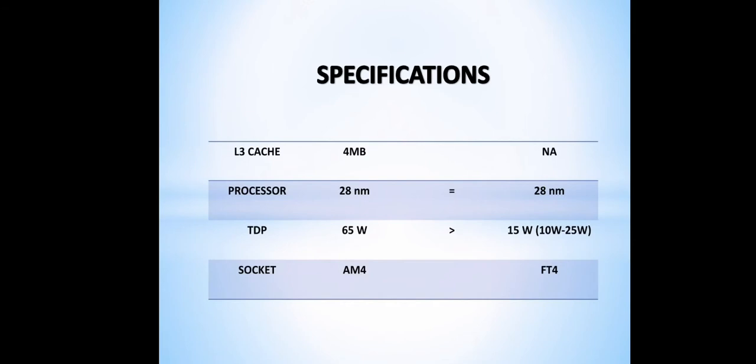Next, for its cache, the AMD A10-9700k has a 4 MB cache, 28 nanometer processor, 65 watts TDP, and a socket code of AM4. On the other hand, for the AMD A9-9420, its cache was not given, a 28 nanometer processor, and 15 watts TDP, and a socket code of FT4.